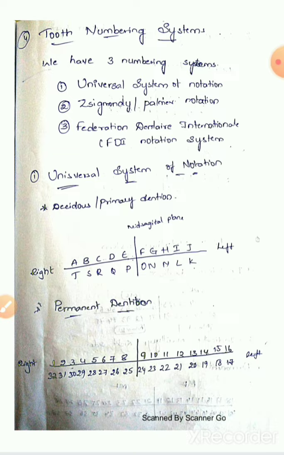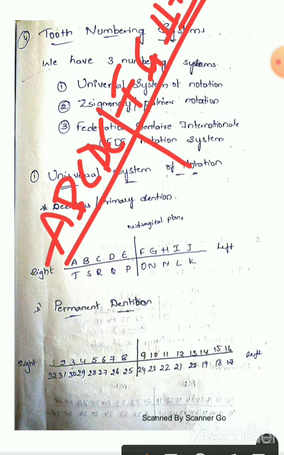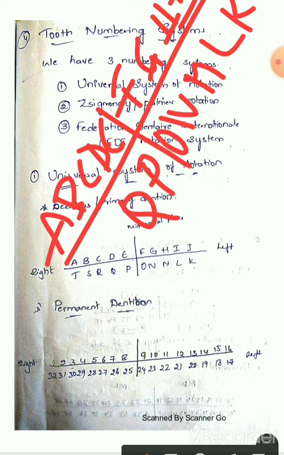mandibular teeth. So even though it is easy to write, because we can write A, B, C, D, E, since each arch contains 5 teeth, then F, G, H, I, J, and from here we write in reverse manner: K, L, M, N, O, P, Q, R, S, T. This is very simple to write, but it is hard to remember which tooth has what name, so we usually don't use this.